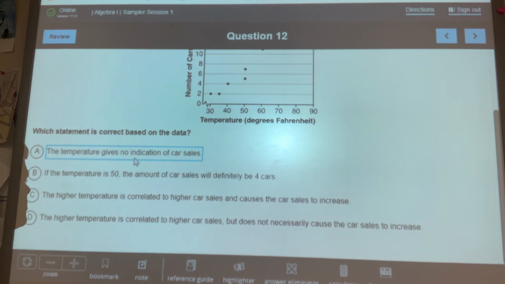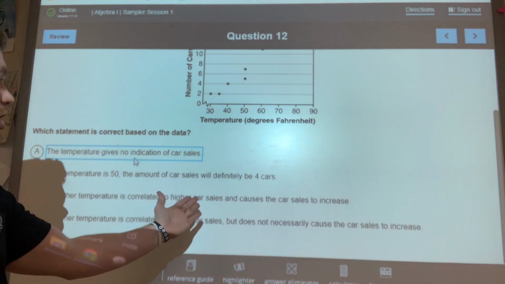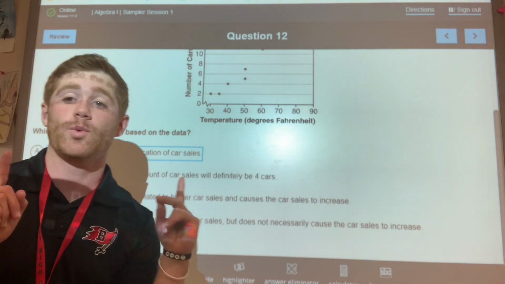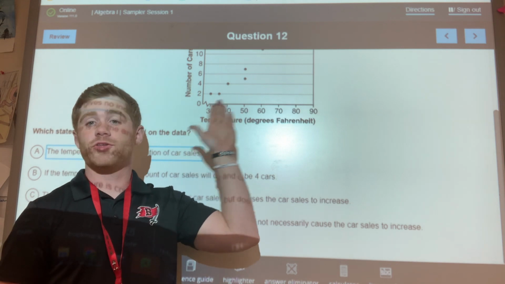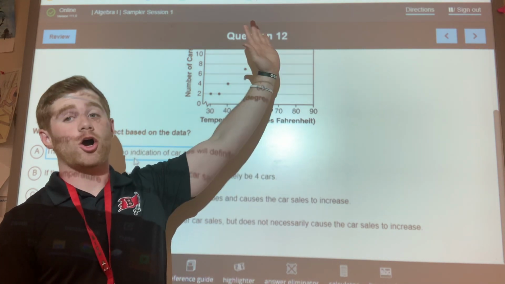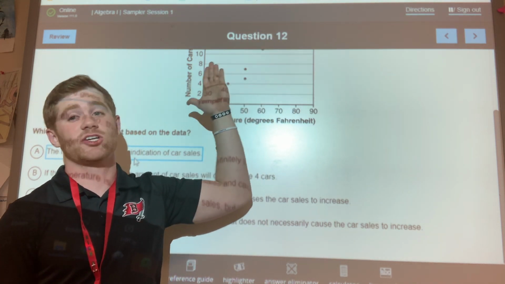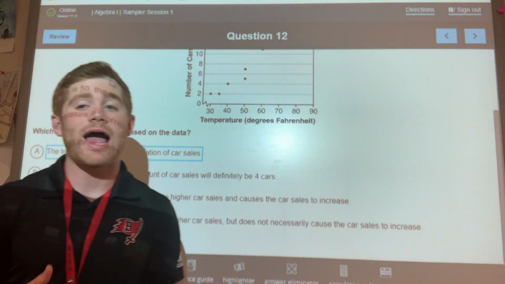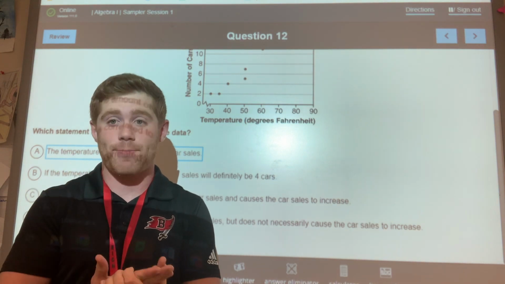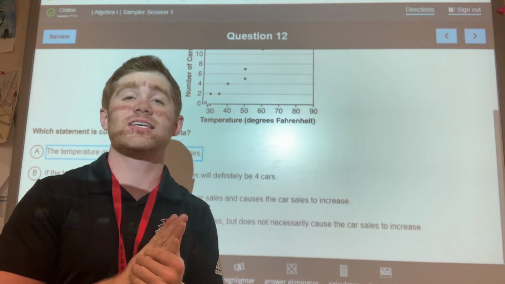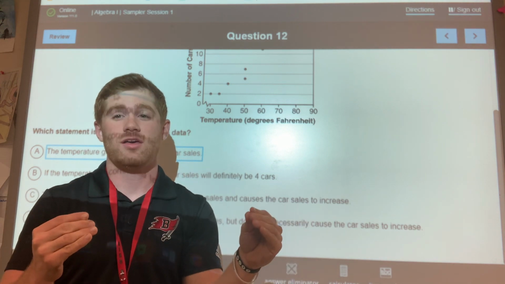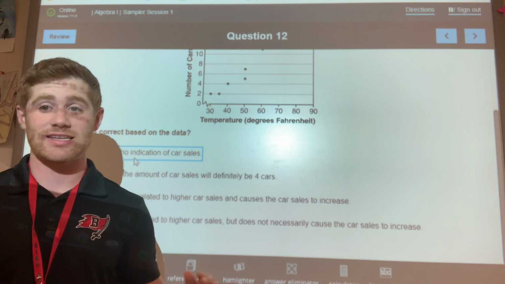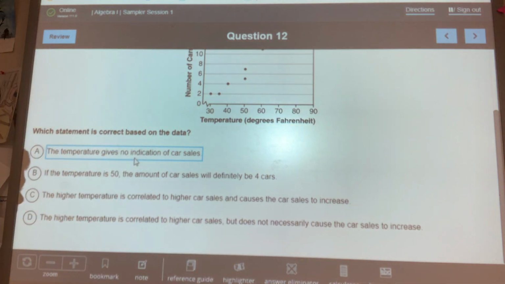C says the higher temperature is correlated to higher car sales and causes the car sales to increase. Here's what is true. The warmer the temperature is, the more car sales we are having. That's just facts that we see on the graph. Okay? But we say, does it actually have an impact on it? Like, does temperature make people buy more cars? And that's not necessarily true. So it can't be C.